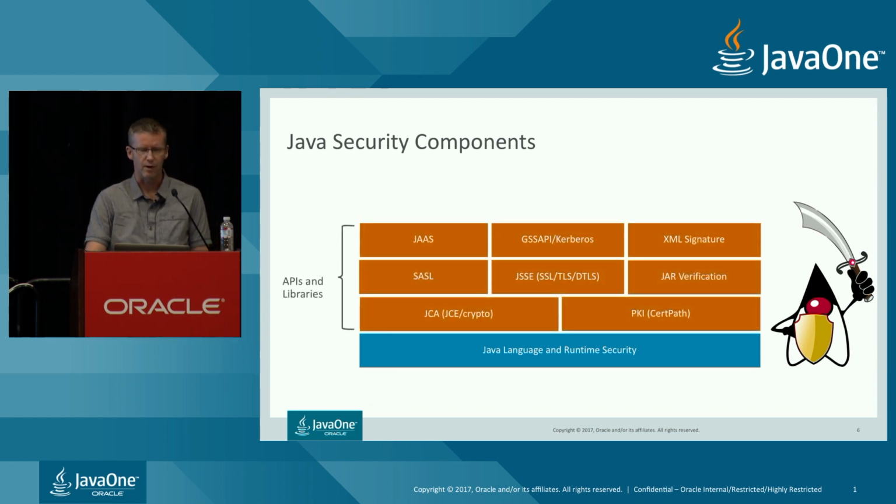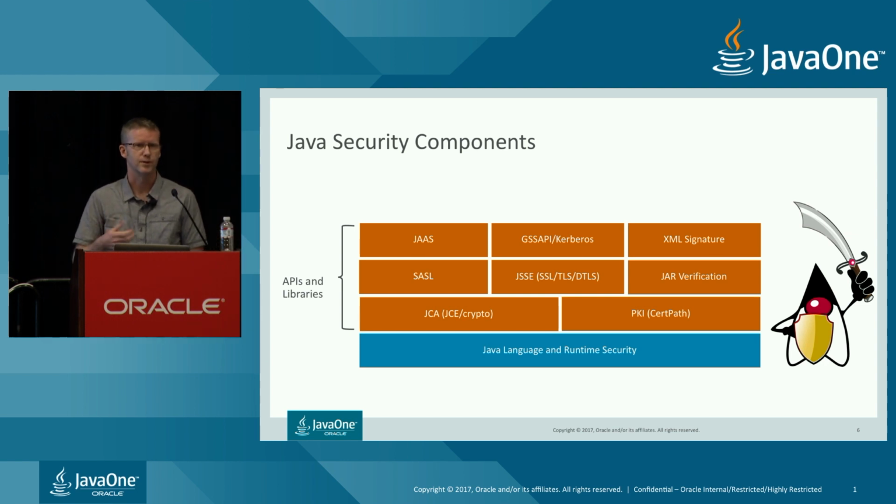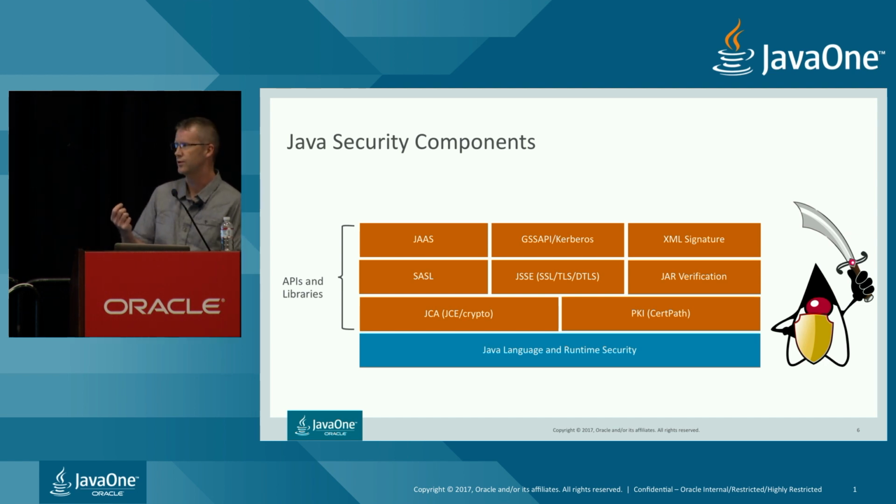Above this component, we have a large set of APIs and libraries that allow you to build security into your applications. Let's just look at each one of these in a little bit of detail. Over on the bottom left, we have the JCA, also known as JCE, which is our low-level APIs for cryptographic operations, things like message digests, digital signatures, and so forth. To the right of that, we have a PKI component, also called CertPath, and these contain APIs for parsing and validating chains of certificates and so forth.